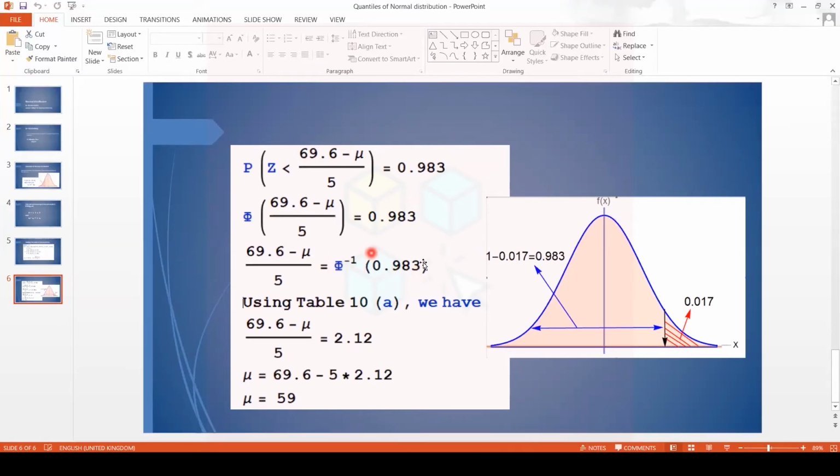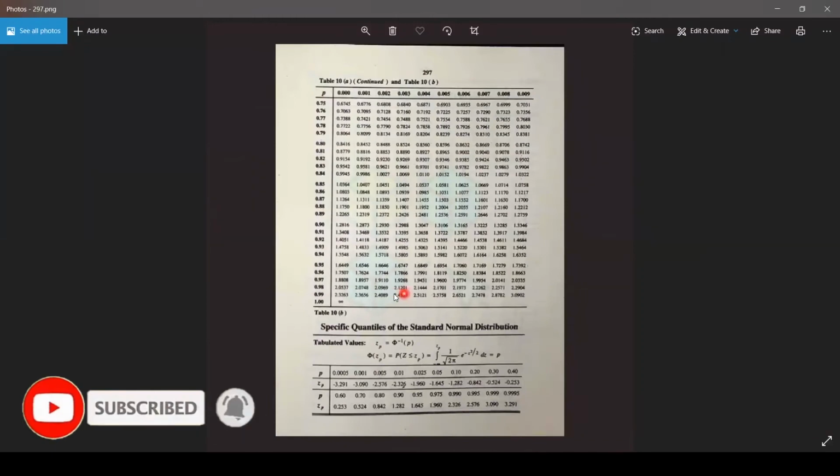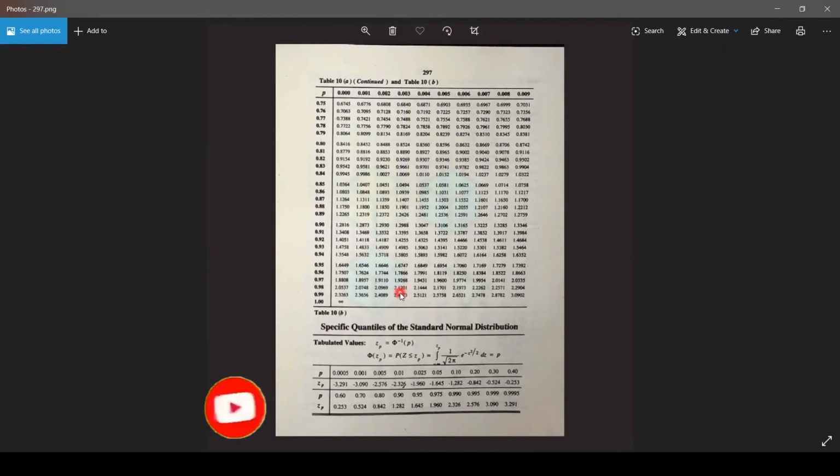And we are using the table 10a, in which phi inverse values are given. So come to the table. This is our table 10a, and in the column probabilities are given. We have to search 0.983, which is in the bottom. This is 0.98 under the column 3. This one, this is 2.1201. So we are considering this value of phi inverse of 0.983, which is equal to 2.12.